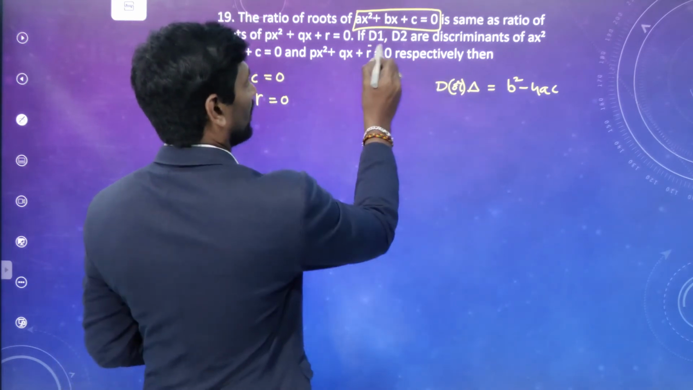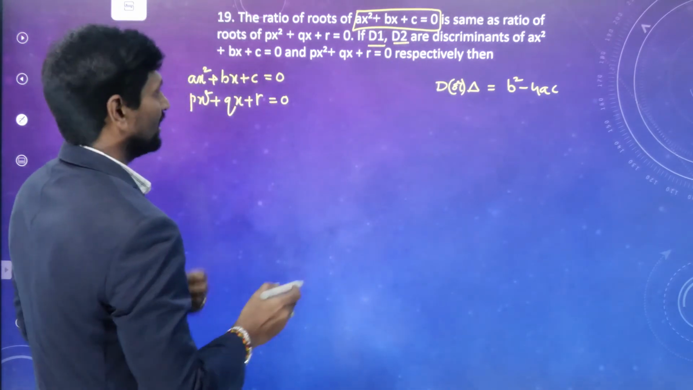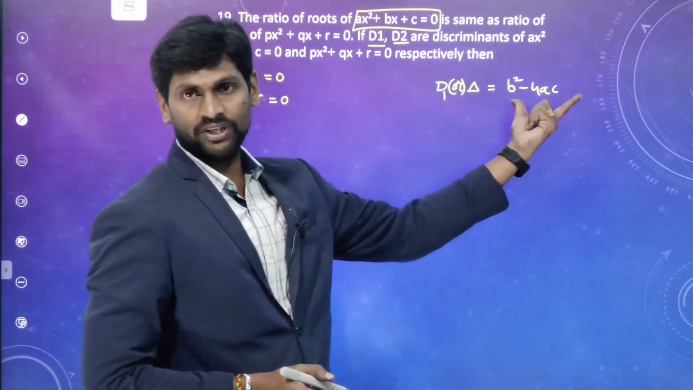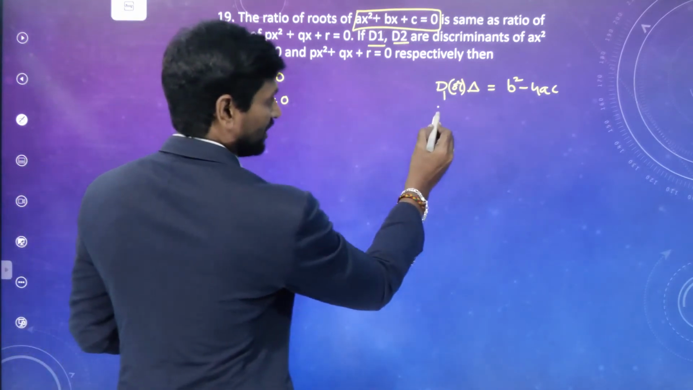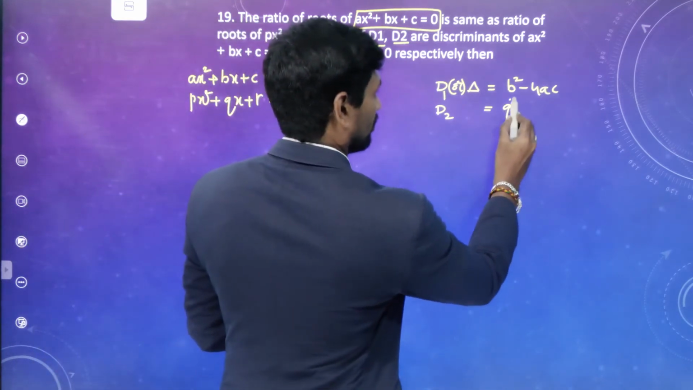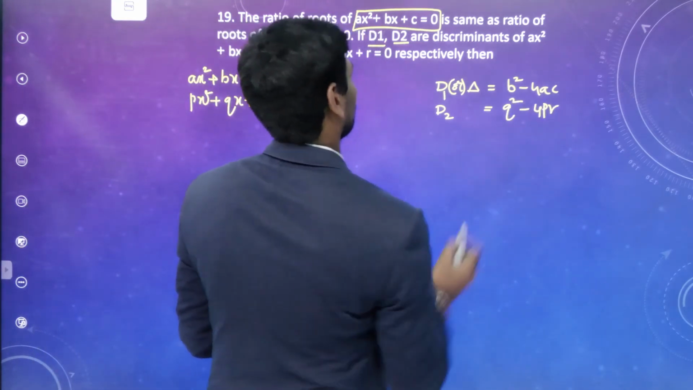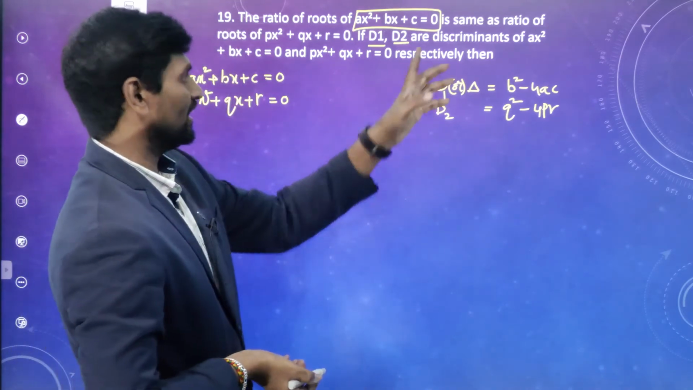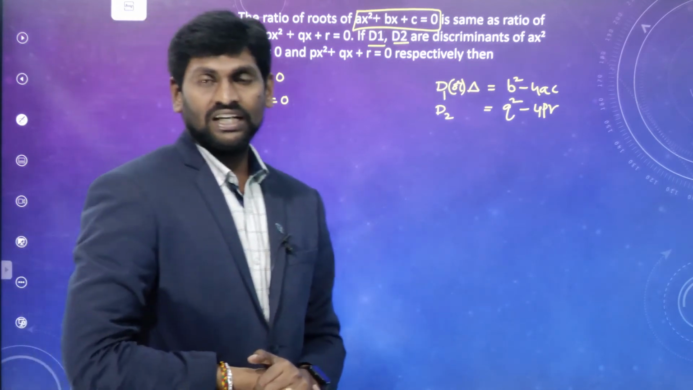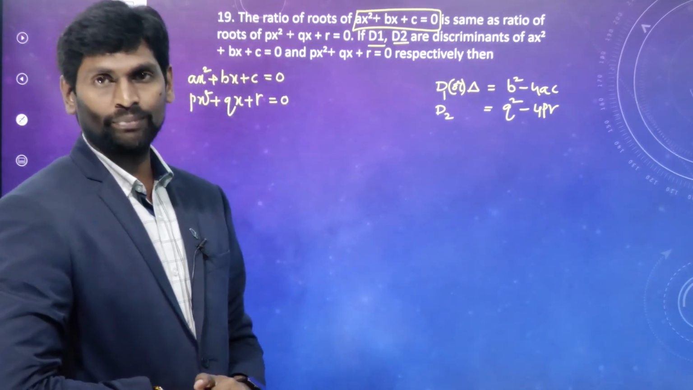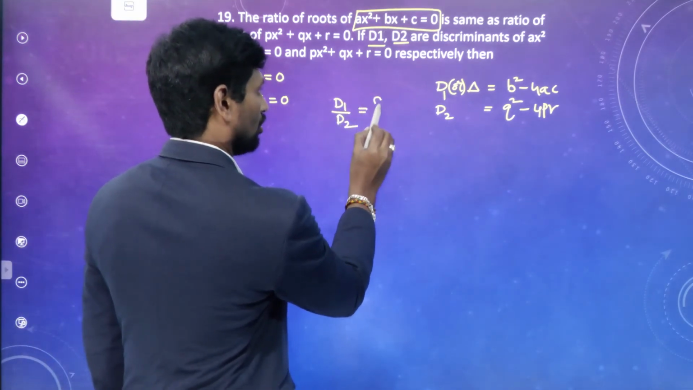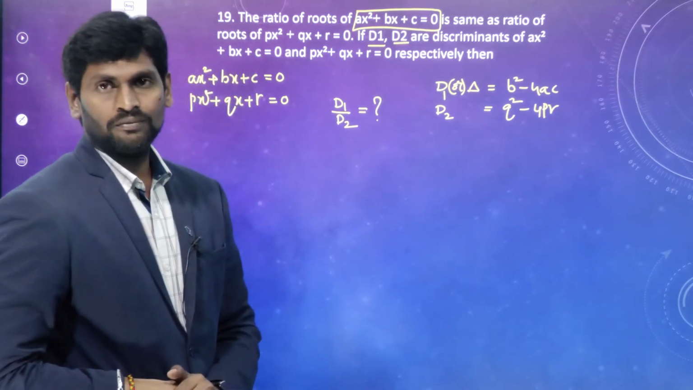But here d1, d2 are discriminants. First d1, this is d1 only. I have written the discriminant for the general form, b square minus 4ac. But what is the discriminant here? B square minus 4ac, in the place of b we have q. Q square minus 4pr. d1 and d2 are discriminants of these two respectively. Then we need to find out the d1 to d2 value, d1 by d2. How much is it?